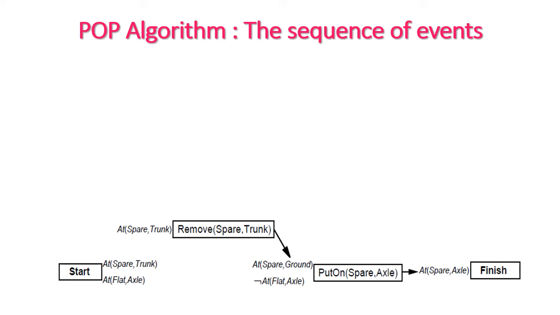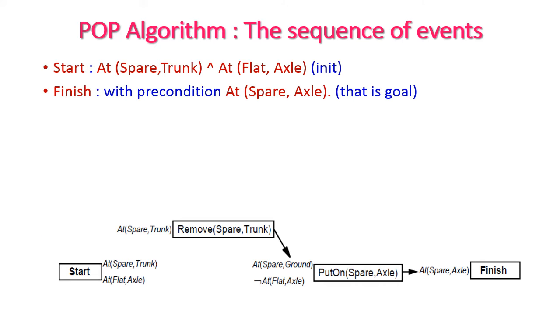And now we are going to see the sequence of events. Here we need to include two additional states, start and finish. That is, these two are dummy states. The first one is start. The start has At(Spare, Trunk) and At(Flat, Axle). That is the initial state. And the next one is finish. The precondition for the finish is At(Spare, Axle). This is actually the goal state.